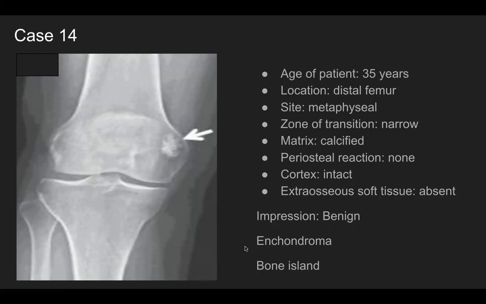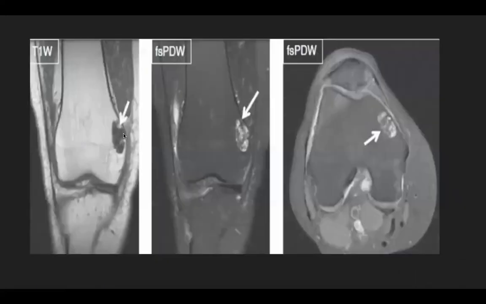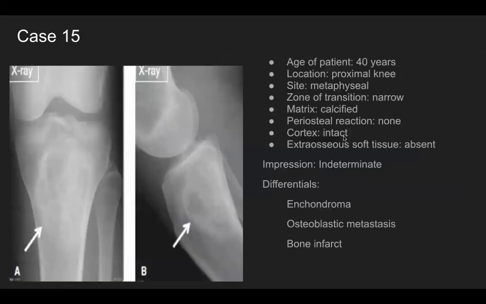However, one entity that you can confuse with enchondroma is a bone island. You can think that it is an enostosis or bone island. How to differentiate it? If this was a bone island, it would have been dark on both T1 and T2, completely sclerotic. However, we can see that it is a typical cartilaginous matrix. So this is an enchondroma.